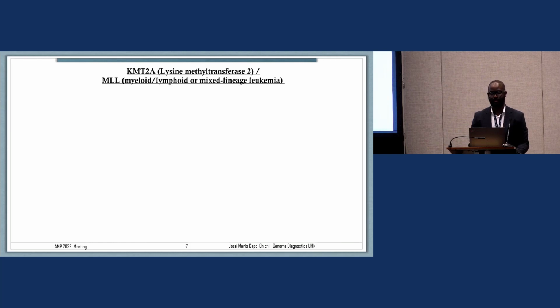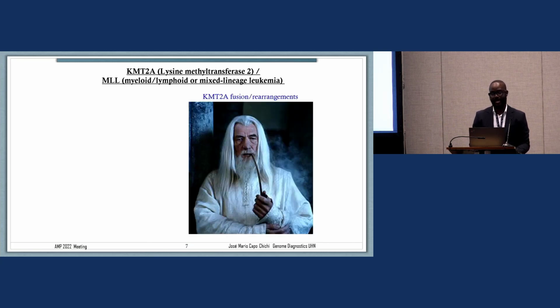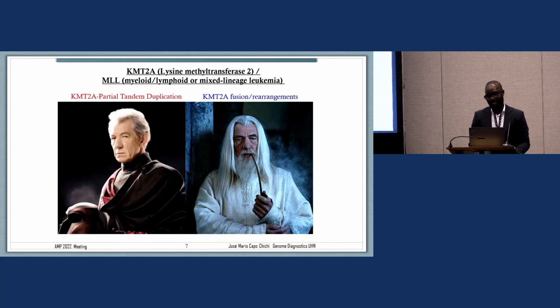So KMT2A stands for lysine methyltransferase 2, also formerly known as myeloid lymphoid or mixed lineage leukemia. And KMT2A is notoriously known for its involvement in various rearrangements with multiple fusion partners known to date. KMT2A also involves more cryptic types of mutations such as partial tandem duplications that are more obscure to the public eye.